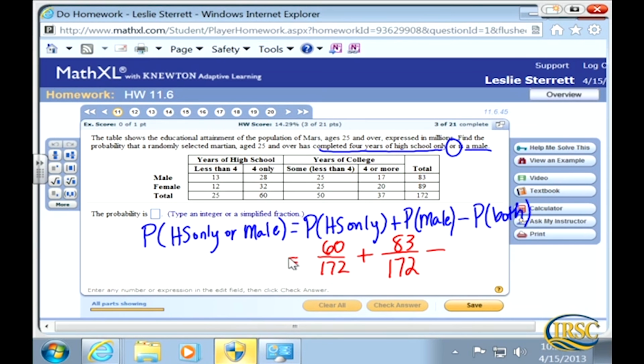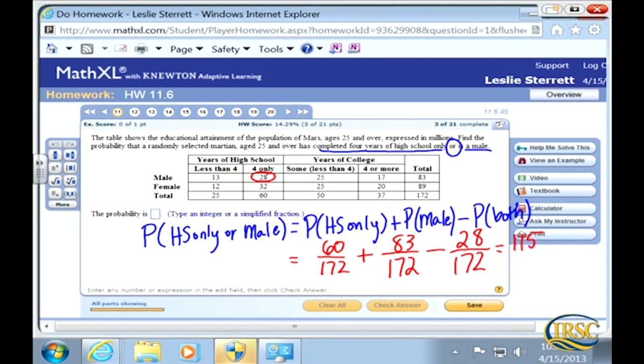Okay, so that's where you go for the 28, right? So this is the number of males that have 4 years of high school only, 28, over the total, 172. Okay, any questions where we got those three numbers from? All right, add and then subtract.